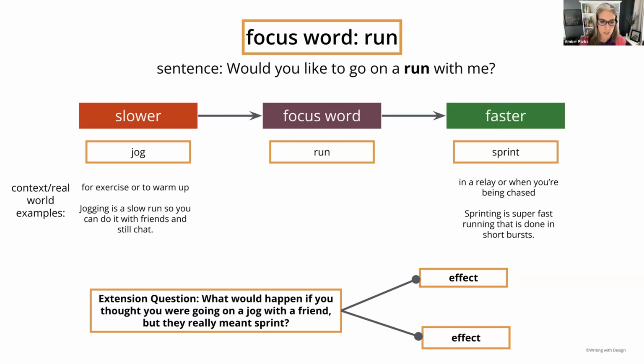So, extension question: what would happen if you thought you were going on a jog with a friend, but they really meant sprint, right? This is our causal reasoning design, where we take a look at an event: you thought you were going on a jog, but your friend turned it into a sprint. What are the effects? Well, it might be something like, I just tried my best to run as fast as I could and beat them.